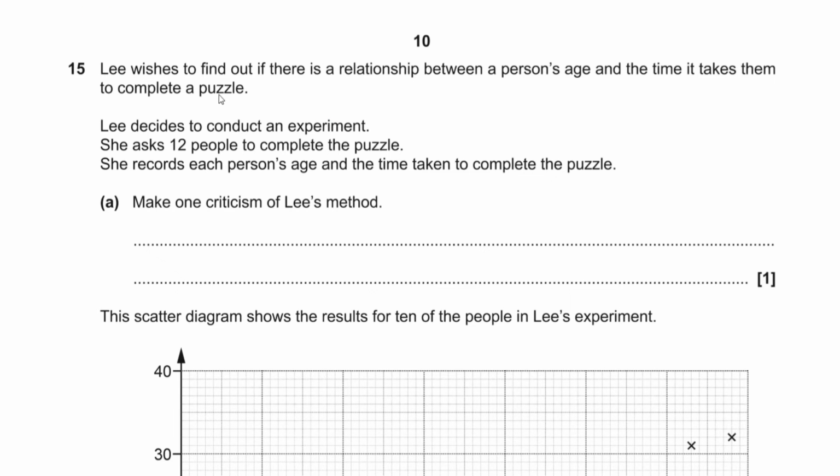Question 15. Lee wishes to find out if there is a relationship between a person's age and the time it takes them to complete a puzzle. Lee decides to conduct an experiment. She asks 12 people to complete the puzzle. She records each person's age and the time taken to complete the puzzle. Make one criticism of Lee's method. Well, they're asking 12 people and that sample size is too small.